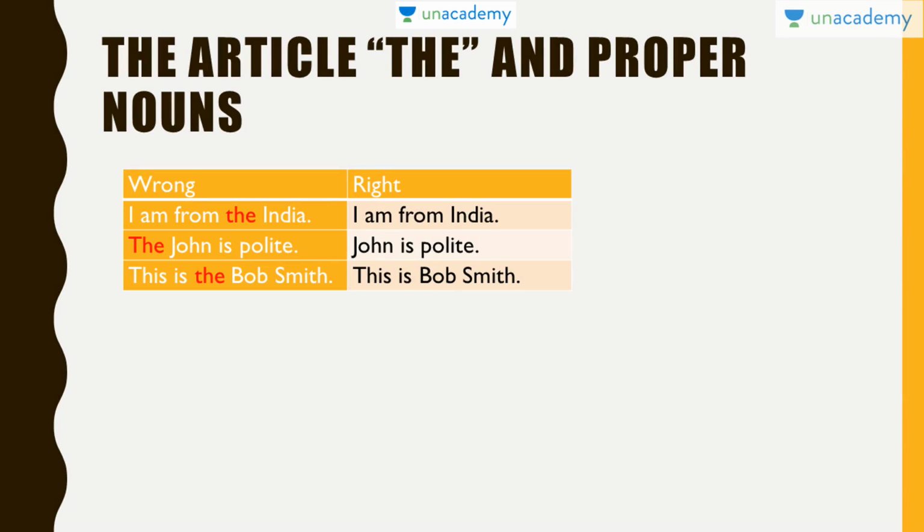The next one is the article the and the proper noun. Now the article the cannot be used with proper nouns. We don't say I'm from the India. That's incorrect. We say I'm from India. The John is polite. That's incorrect because John is a proper noun. John is polite. That's the correct one. This is the Bob Smith. That's totally incorrect. This is Bob Smith. So whenever you say your name, it's a proper noun. You will not add the article the.